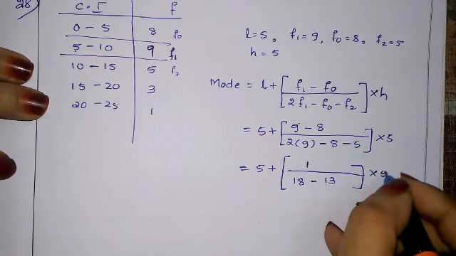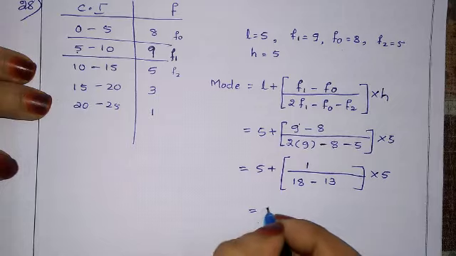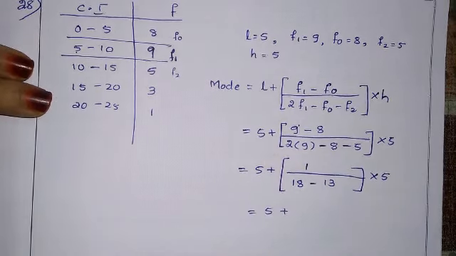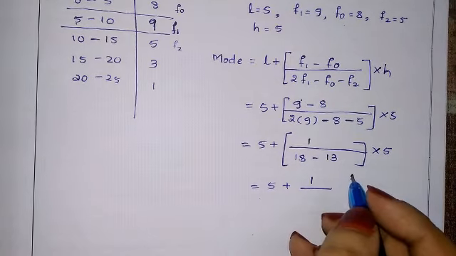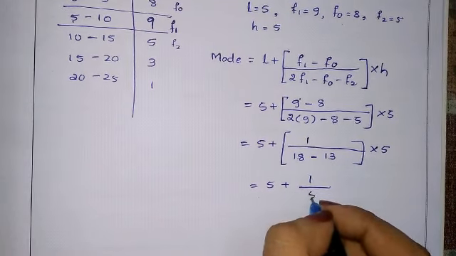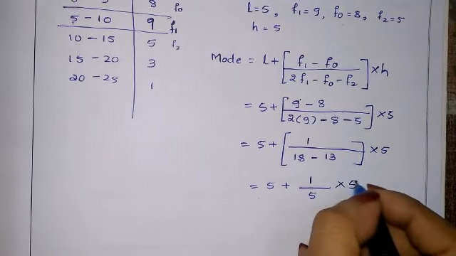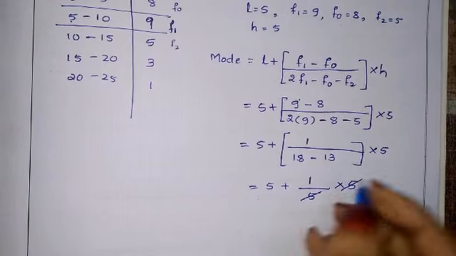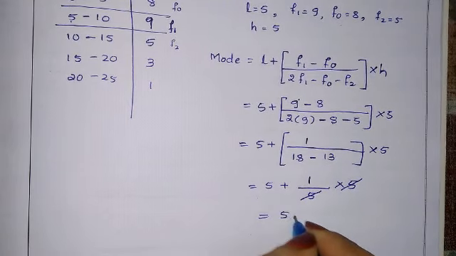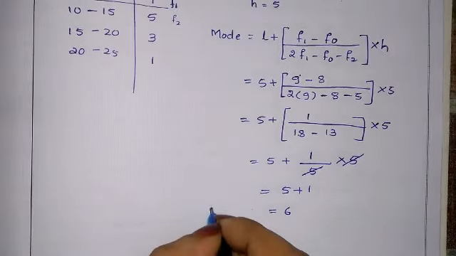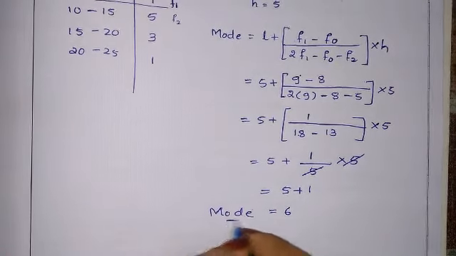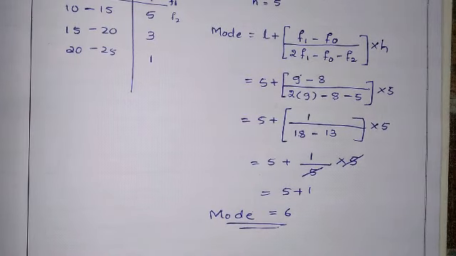Into 5. Okay, now 5 plus 1 upon 18 minus 13 is 5 into 5. 5 gets cancelled. Now 5 plus 1 is 6. So mode is equal to 6. We got the mode value as 6. So let us see the next question.